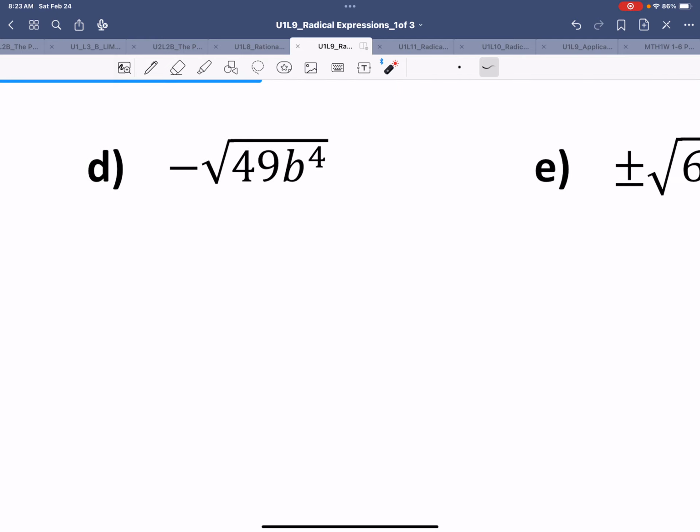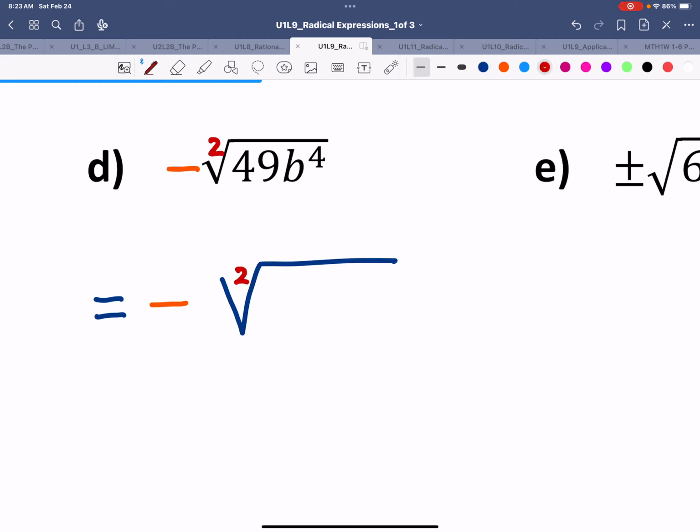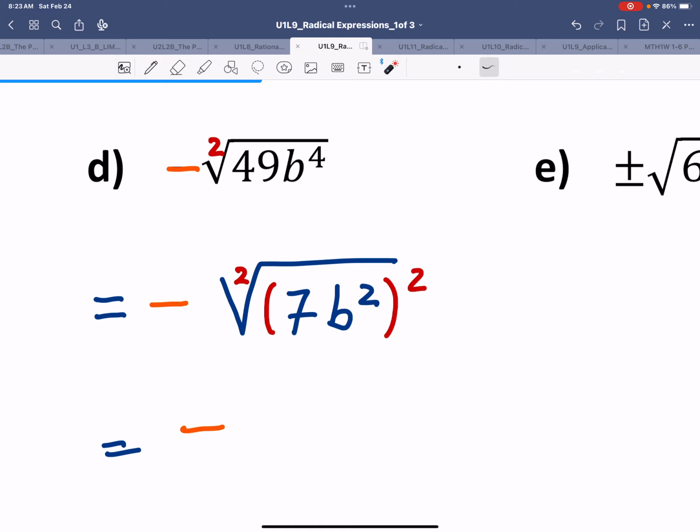We have negative square root of 49b to the power of 4. So this negative will sit quietly here in front of the radical. The index here is 2, which means that we need to express the radicand as a perfect power of 2. 49 will need a 7. b to the 4 will need a b squared. So that would equal negative, and we'll simplify these two and we'll get 7b squared.